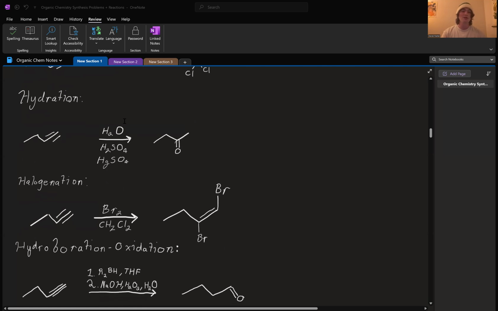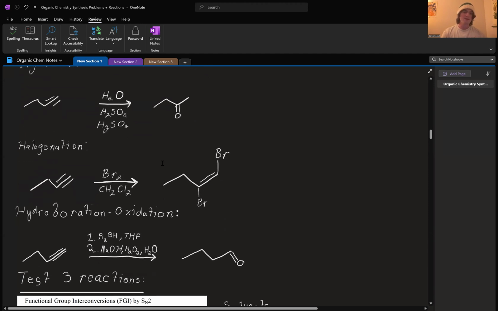Hydration is very similar. Just instead of adding a hydroxyl group, we actually add a carbonyl group, which is a C double bonded to an oxygen. So we use H2O, H2SO4, and HgSO4 with an alkyne to create a Markovnikov product, which is the more substituted addition of a carbonyl group.